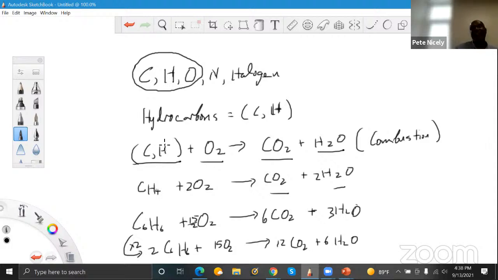All right. As I said before, you have other organic compounds which would contain carbon, hydrogen, and oxygen. And it turns out that if that's the case, when you have burning of those compounds, the products will also be carbon dioxide and water. So let me give a couple of examples of that.